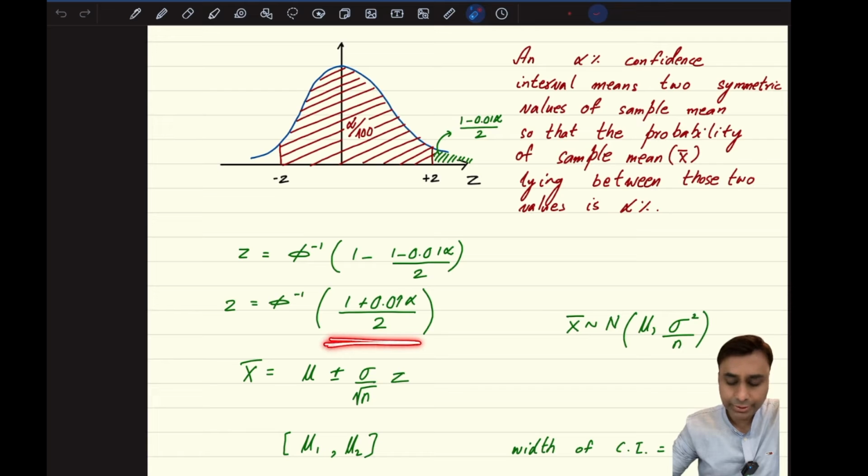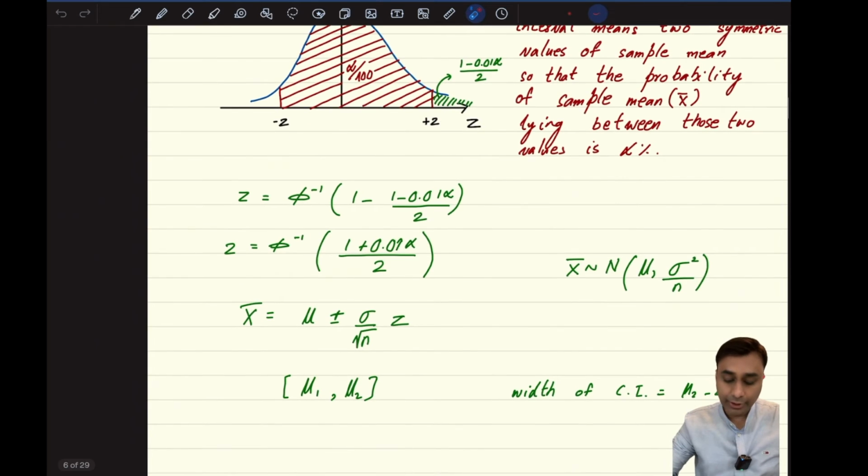If you want to directly get what Z value you have to find out, you can just put the value of alpha over here. But I think it's easier to figure out by just identifying that, whatever the confidence interval is, you divide the rest of the probability on two tails, and then after finding this tail's probability, you subtract it from 1 and you will get what value of phi inverse you need to take to find the Z value.